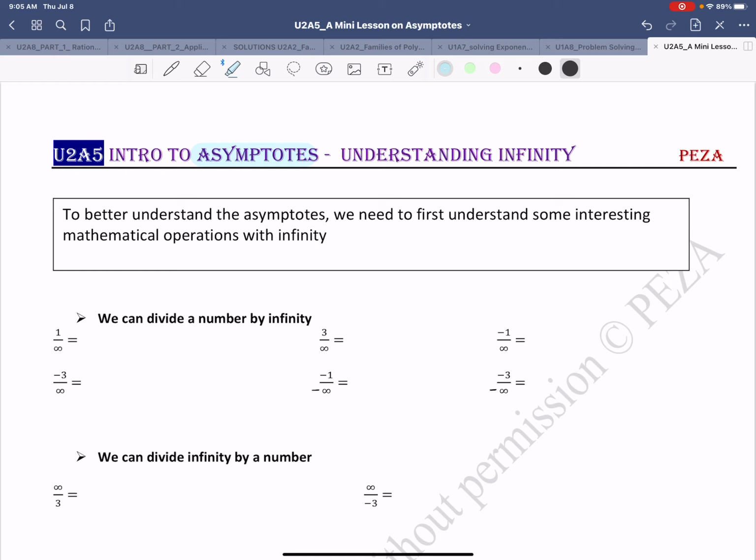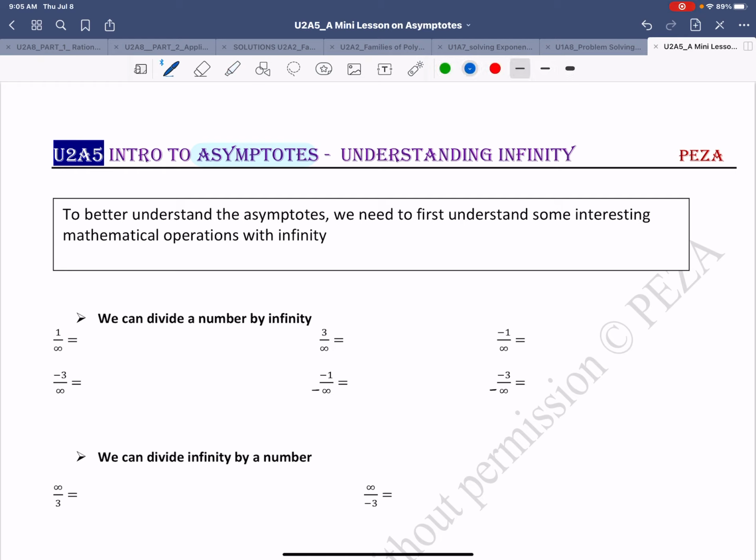Asymptotes are formed when the domain of a function approaches infinity or the range of a function approaches infinity. So when determining the asymptotes, operations with infinity are involved. So that's why I prepared this short mini lesson on understanding infinity.